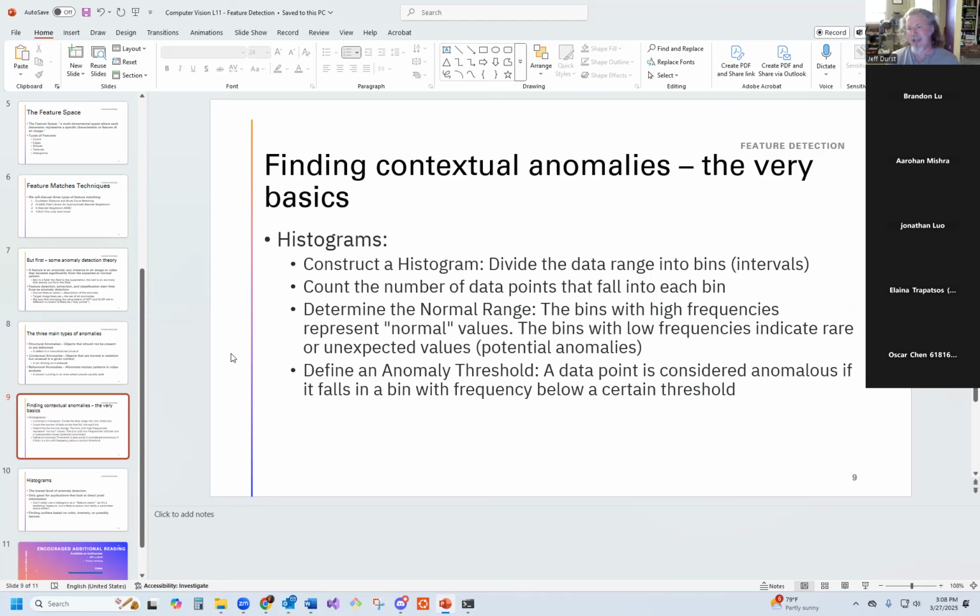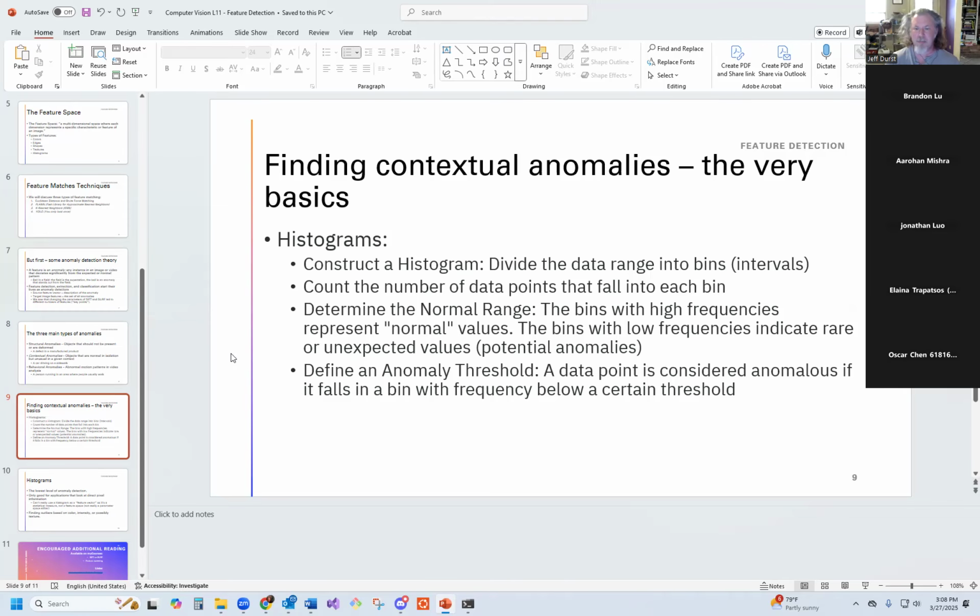You're just sort of counting everything that's in the image, binning it all according to some parameters, like it could be color, so you bin all the red, all the blue, and the green into this histogram, and you count the number of data points in each bin and turn that essentially into a normal distribution or a normal range.